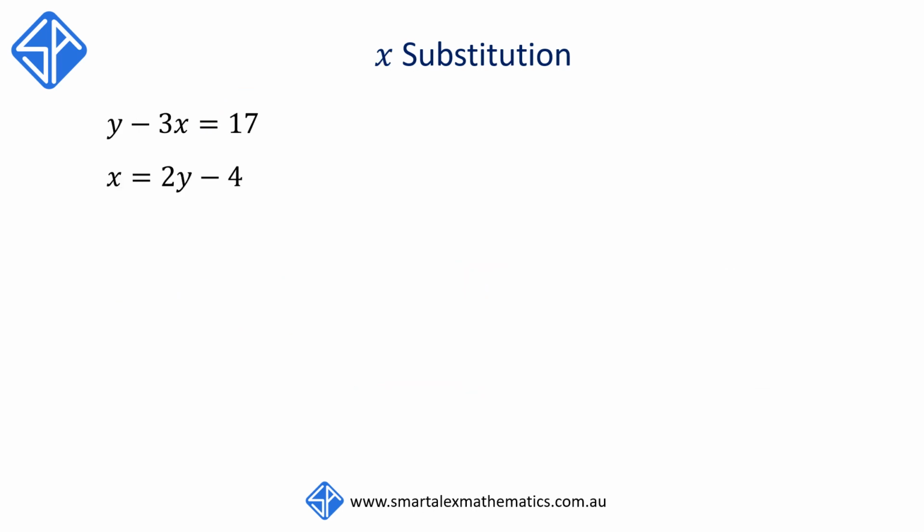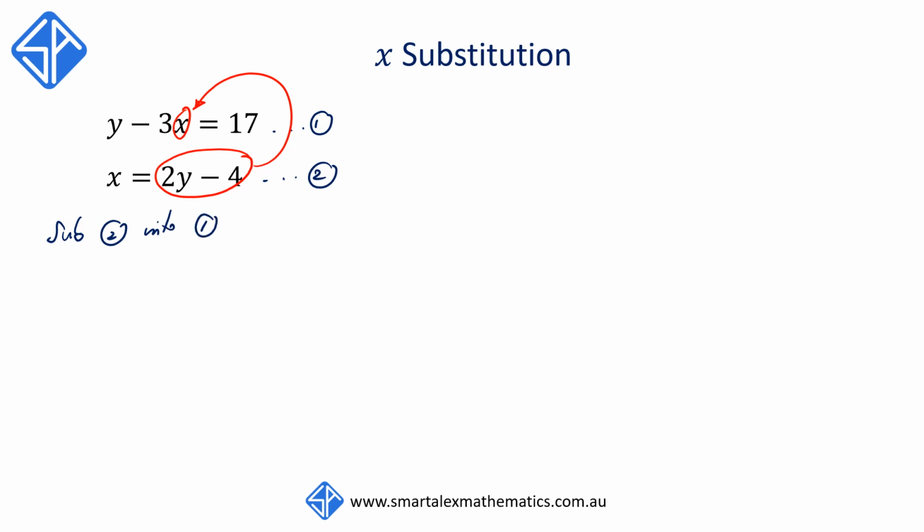When using the substitution method, it's not the case that we have to substitute the variable y and express it in terms of the variable x. We can also do the reverse, as I'll show in this next example. Here I've got my first equation, y minus 3x is 17. My second equation, x is equal to 2y minus 4. And what we're going to do is replace the variable x in the first equation with the expression 2y minus 4. So we say we're going to sub equation 2 into equation 1.